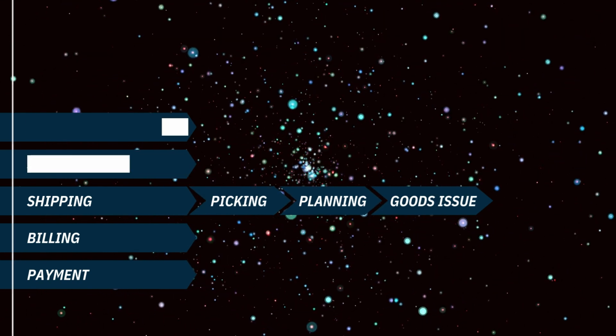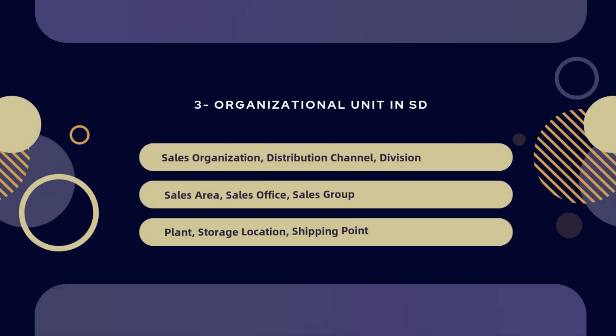Organizational units in sales and distribution. In SAP, business transactions can only be carried out within an existing organizational structure. Therefore, when customizing transactions, organizational units must be defined and assigned to each other. This way, the real organizational structure of an enterprise is mapped to organizational units in SAP.